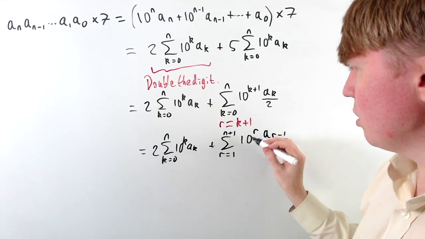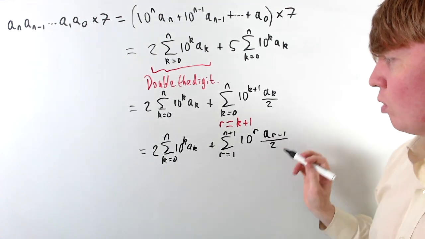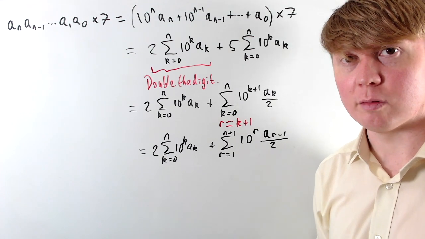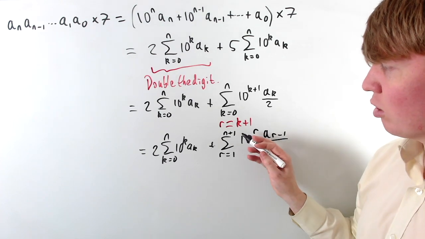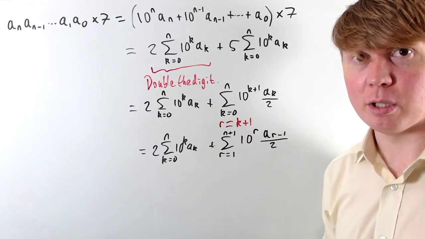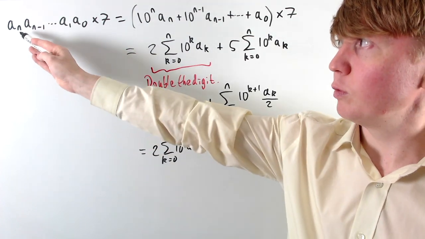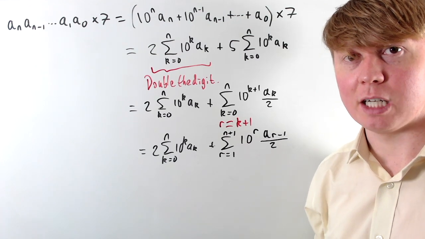So now we've got this new sum here. We've got 10 to the r times a_(r-1) divided by 2. We're starting to see some of this structure emerge of adding half of the neighbouring digit to the right. And you can also see, because the sum goes up to n plus 1 now, why we would need to add in that 0 at the beginning. So before this a_n here, we'd really need to add in a 0 just for that very final step.